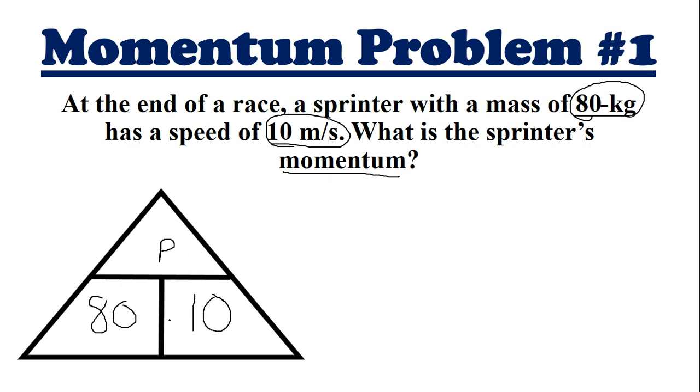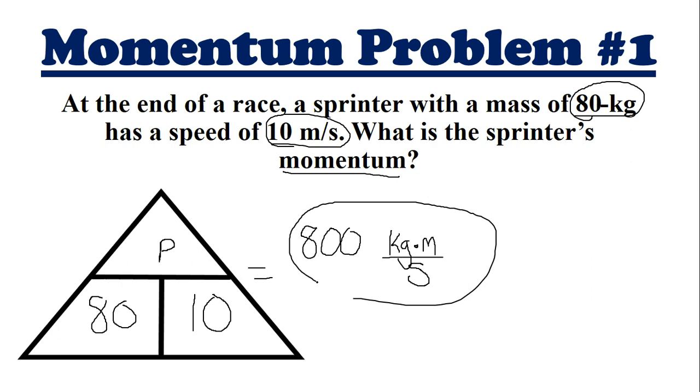Now, the numbers are next to each other, so we're going to multiply. 80 times 10 is going to be 800. Right? But you still need to give a unit, and it's kilograms times meters over seconds. All right? And that is the momentum of this sprinter at the end of the race.